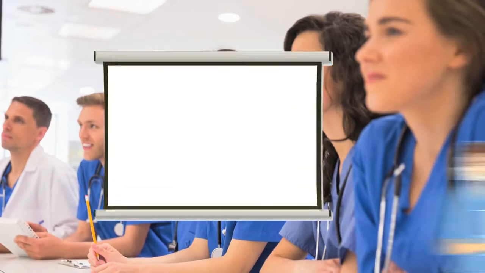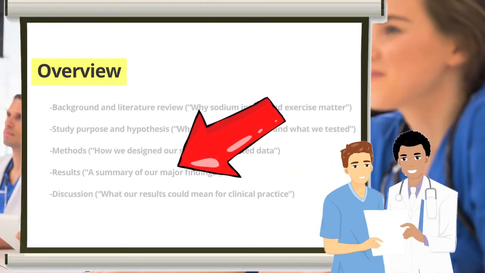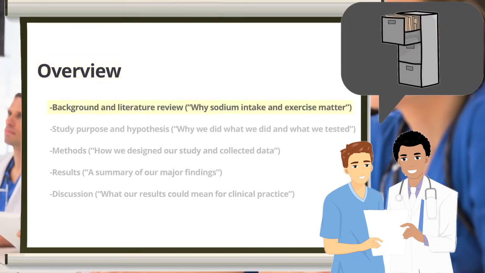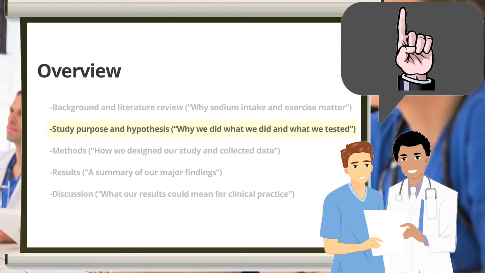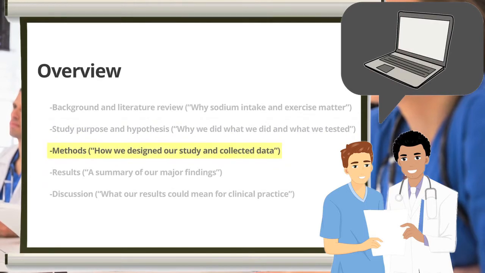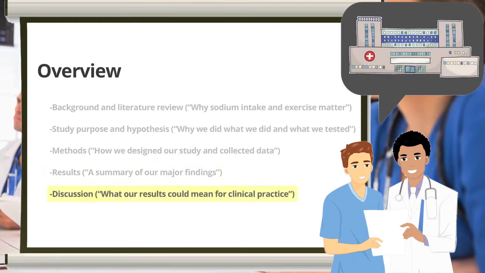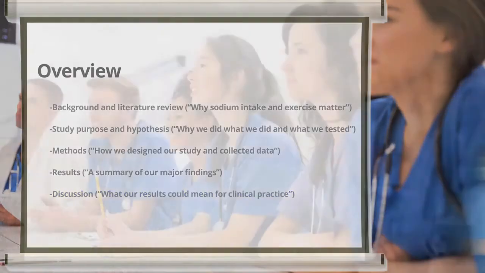After your title slide, you'll typically provide an overview. Here is where you'll enumerate the sections of your talk, starting with the background and literature review, or why sodium intake and exercise matter, then the study purpose and hypothesis, or why you did what you did and what idea you tested, followed by the methods, or how you designed your study and collected data, capped off by the results, or a summary of your major findings, and the discussion, or what your results could mean for clinical theory or practice.